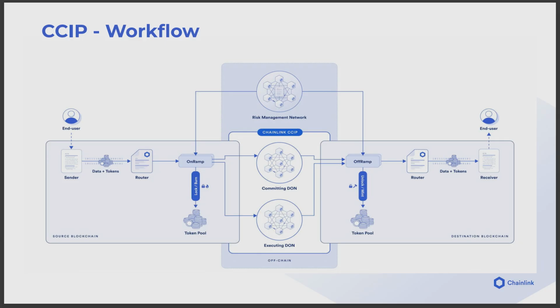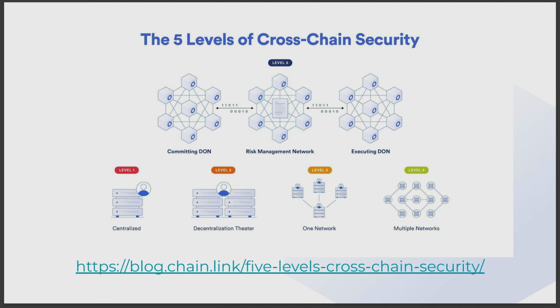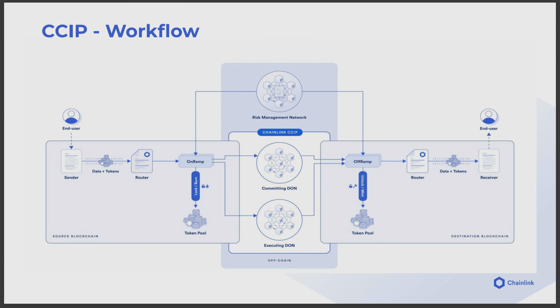And this is the workflow. Like I said before, I have 3 different networks. A lot of people ask me, what's the difference between CCIP and bridges or other ways of interoperability? I can tell you that the 5 levels of cross-chain security is the key, because when we are doing the interaction between both blockchains, we have 3 different networks doing that part.